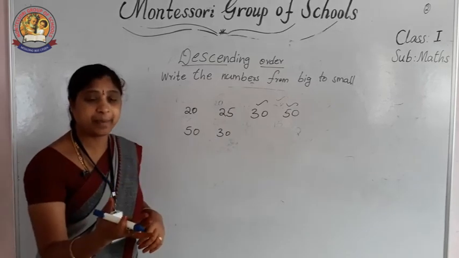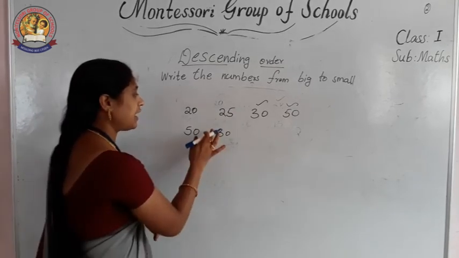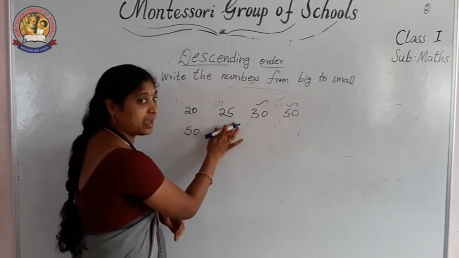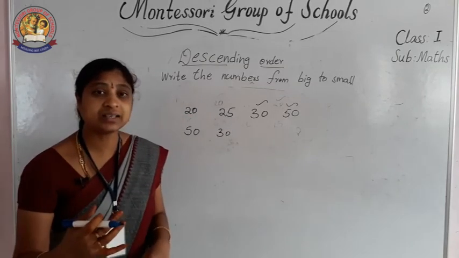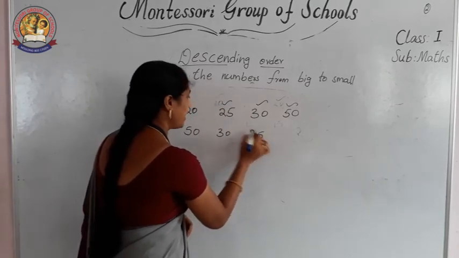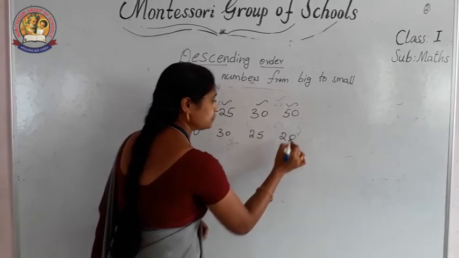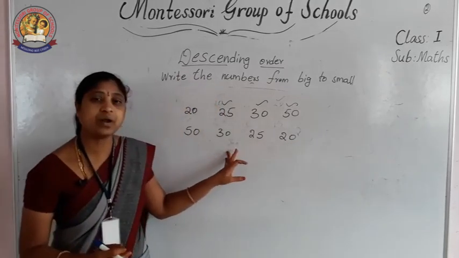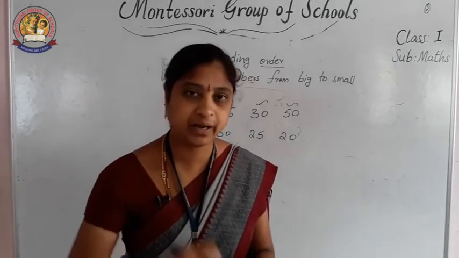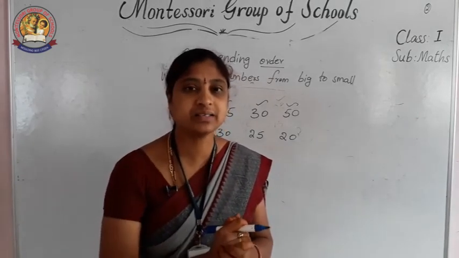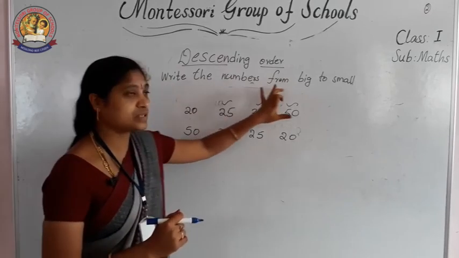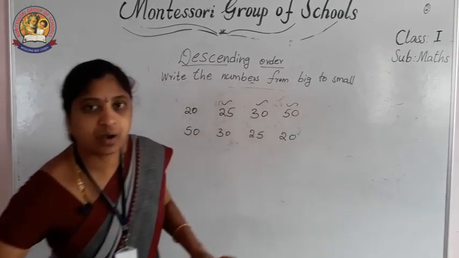Which number is the big? Means greatest number. Tell me students, which one is the greatest number? 20 and 25. Tell me, what is this? Yeah, 25. Right here, 25 and 20. Okay. In descending order means write the numbers from big to small. This order is descending order.